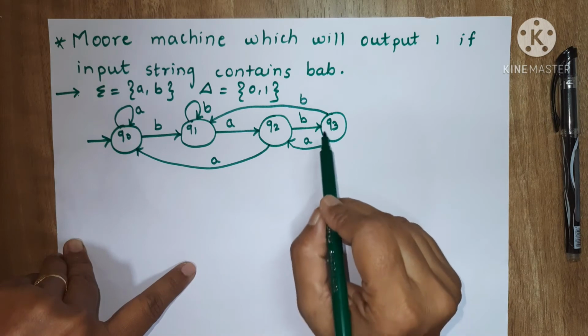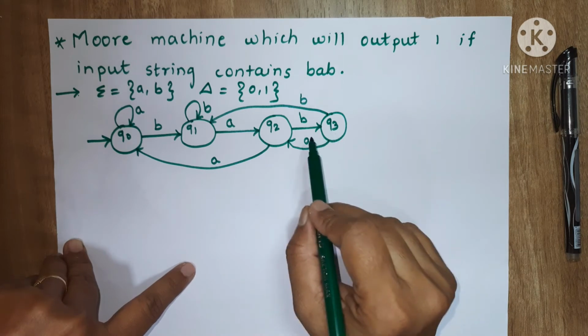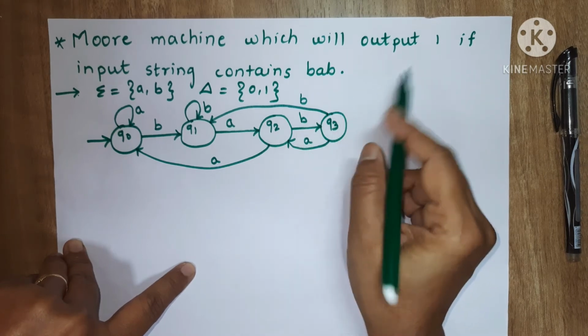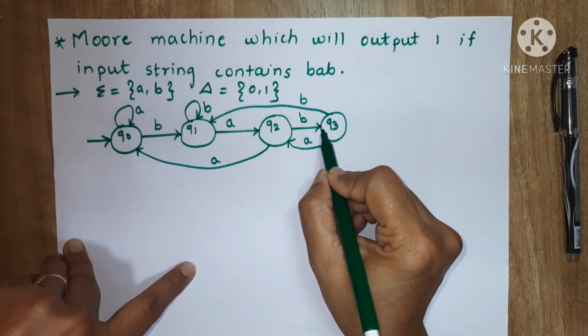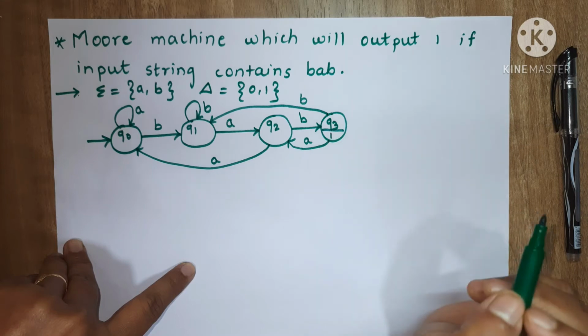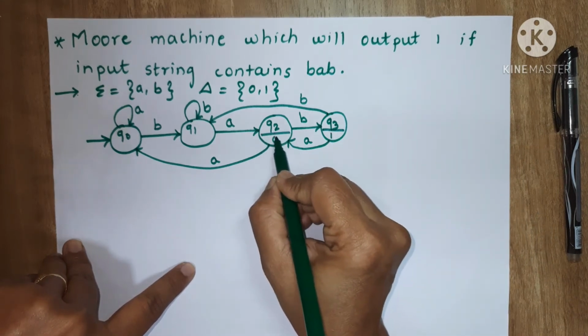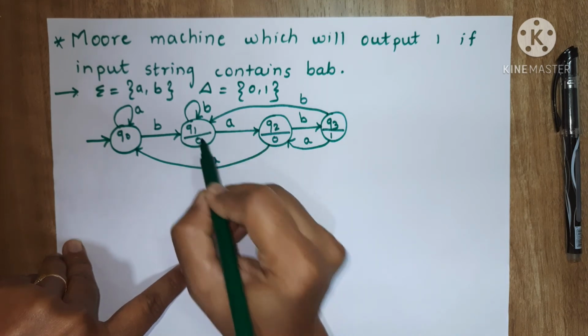Now we have to just attach the output with every state. Whenever I get BAB as a substring, at that time it should produce output 1. So the Q3 state will be associated with output 1, and all other states will be associated with output 0.